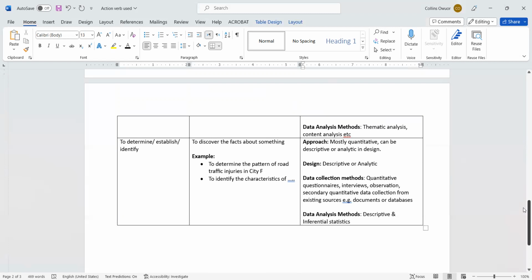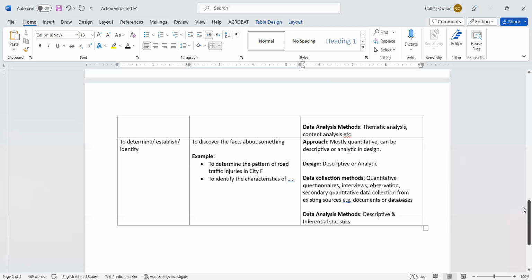Our last action verb that can be used in an objective is to determine, establish or identify. To determine basically means to discover the facts about something. Examples of objectives that use this kind of action verb: to determine the pattern of road traffic injuries, to identify the characteristics of something, to establish the pattern of something. These objectives are mostly used in quantitative research.